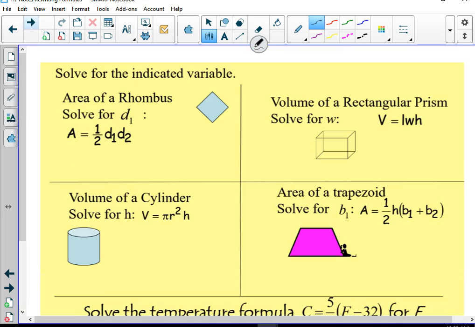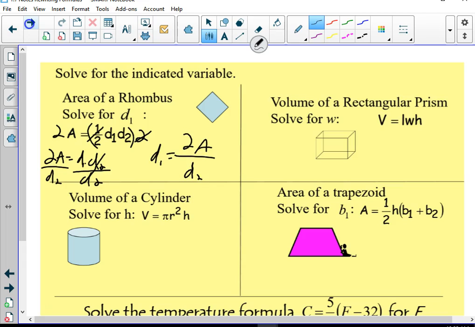Okay, solve for the indicated variable. Since we see a fraction, what do we want to get rid of first? The fraction. How do we undo that? Multiply by 2, right? Both sides. So 2a equals d1 times d2. How do I get d1 by itself? Divide by d2, right? So my answer is d1 is equal to 2 times the area divided by the other diagonal, d2.